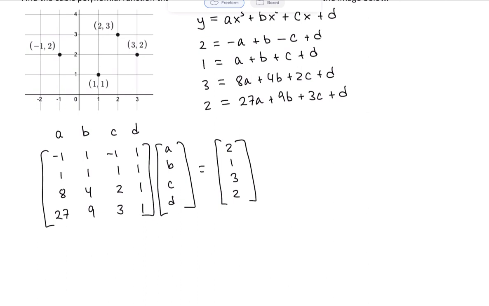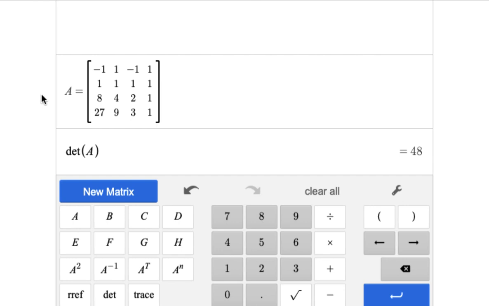Now we're going to use technology to analyze this coefficient matrix and ultimately to resolve this task. Going over to Desmos matrix calculator, I've already typed in the coefficient matrix. Notice that it is square. Therefore, I can calculate its determinant, which I use technology to do, and I get 48. Because the determinant is non-zero, this means that we will have a unique solution to this system.